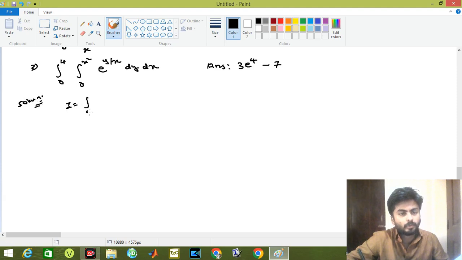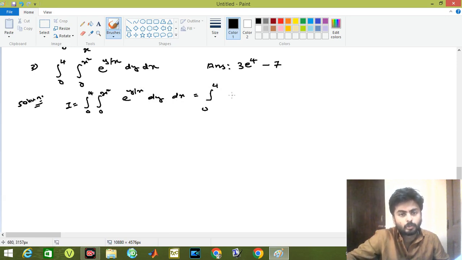Here I equals integral 0 to 4, integral 0 to x square of e power y by x. The inner limits are functions of x, and the first integral is with respect to y and then dx, so it is correct. Now x is constant and y should be treated as the variable. Integral of e power ax dx equals e power ax by a. In the same way here 1 by x is constant, so I will get e power y by x divided by 1 by x.